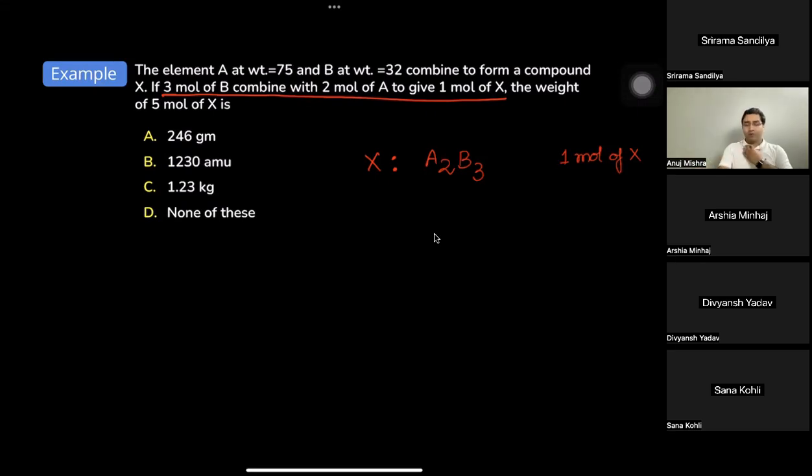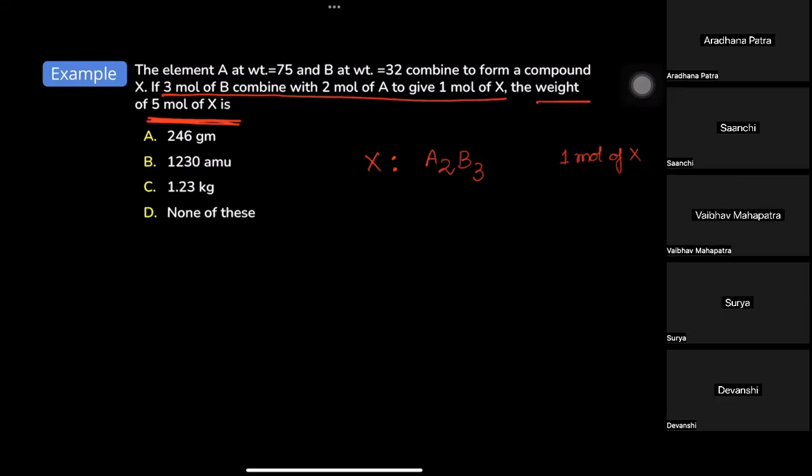Good. So if that is the case, read the question and try to give answer. Question is the weight of 5 moles of X. Whenever the word mole is used, you should think that the weight is huge. It is not small weight, right? It is 5 moles. Be very careful about this part. It is not just one unit.